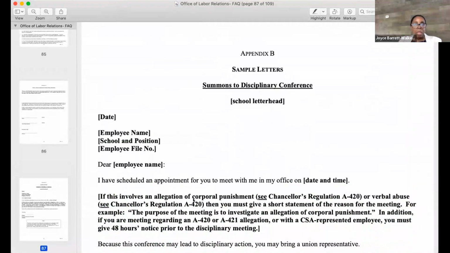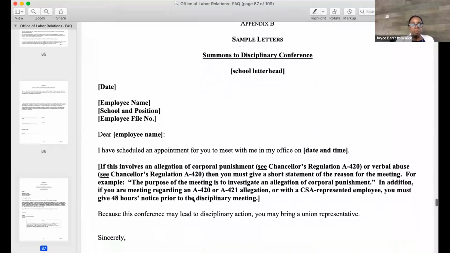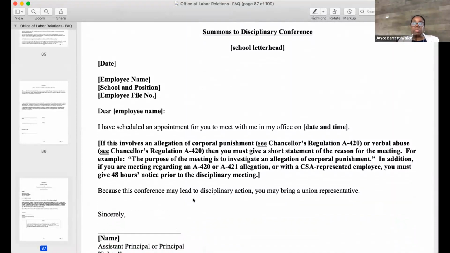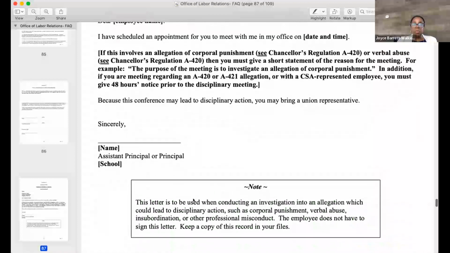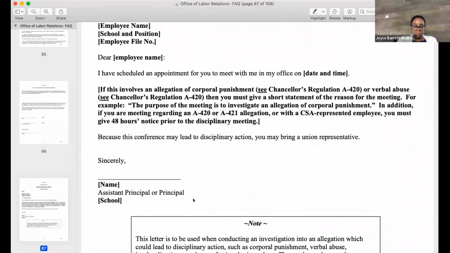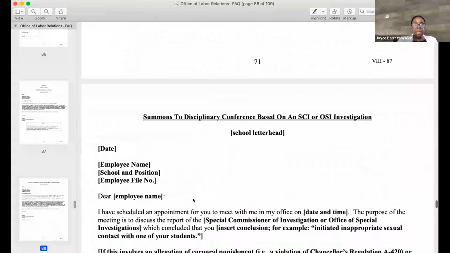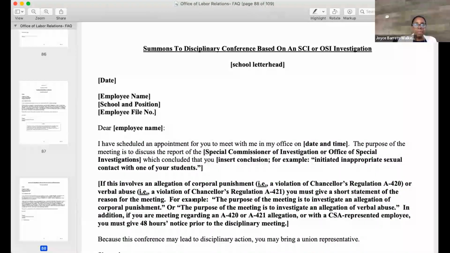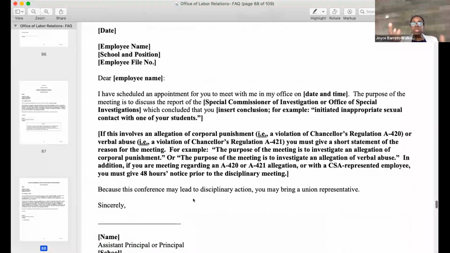Here you have a plethora of disciplinary conferences. This is one where they're using the correct wording to schedule an appointment to meet with a staff member for an allegation of corporal punishment. This is the verbiage that is used. And then here's one, schedule an appointment for an SCI or OSI investigation. These letters, you just plug in how it relates to your situation, but this is a format letter that actually comes from the FAQs.